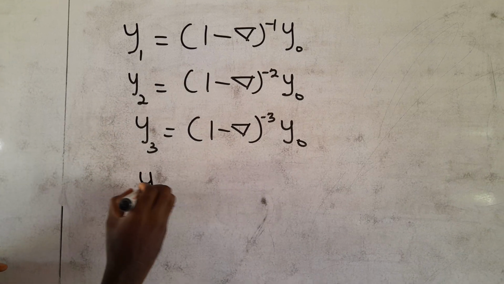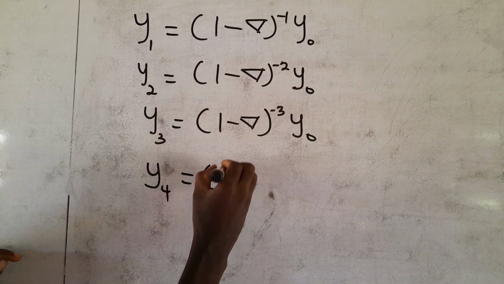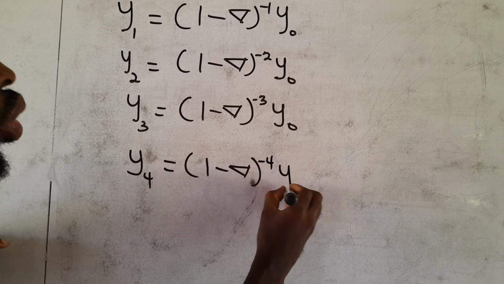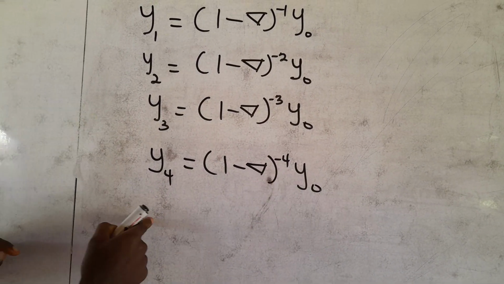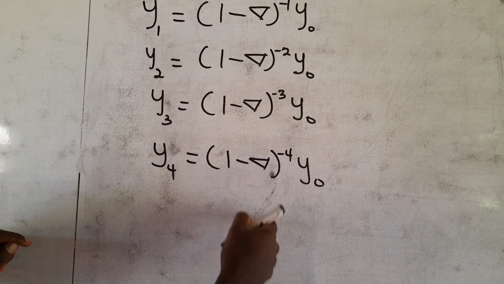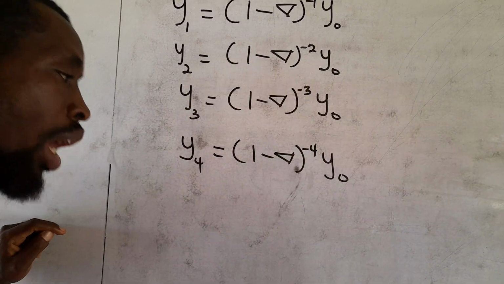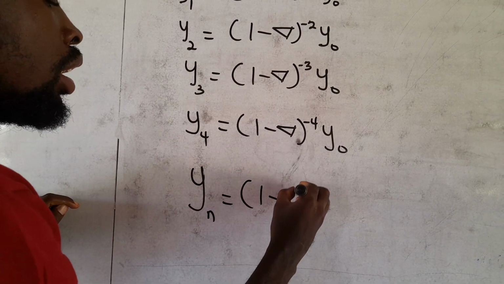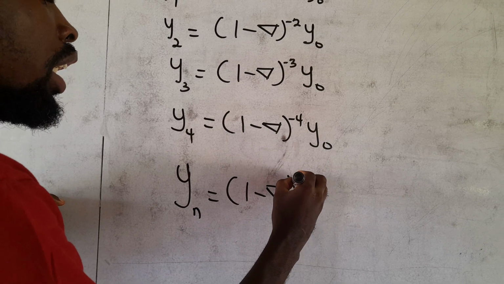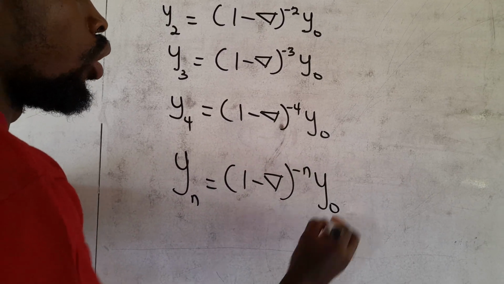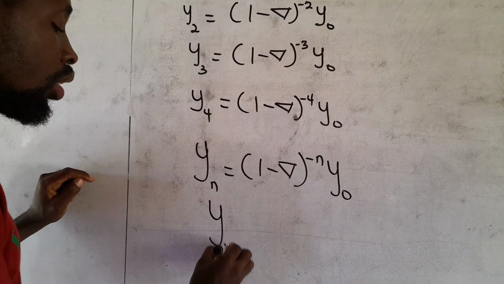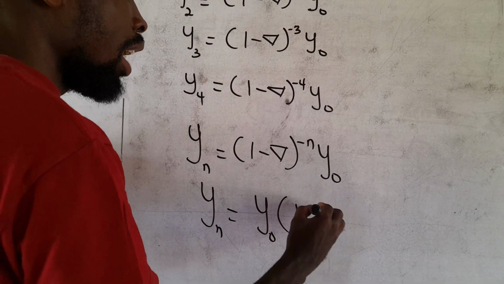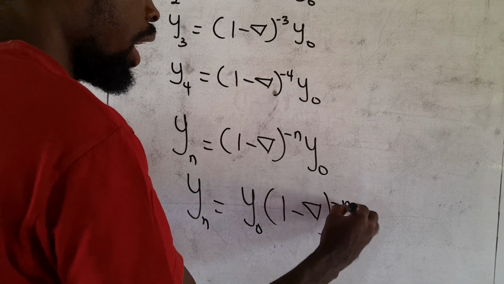So we can say therefore that our y4 will be (1 minus nabla) exponent negative 4 y0. I hope you are getting it. Then y5 will be equal to (1 minus nabla) exponent negative 5 y0. Then we can say our yn will be equal to (1 minus nabla) exponent negative n y0, which we can rewrite as yn is equal to y0 bracket (1 minus nabla) exponent negative n.